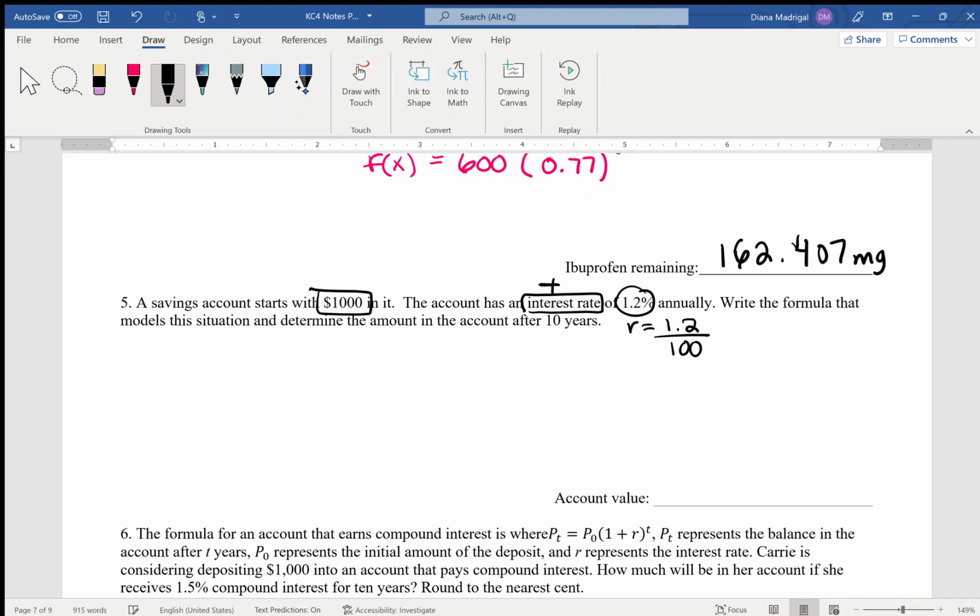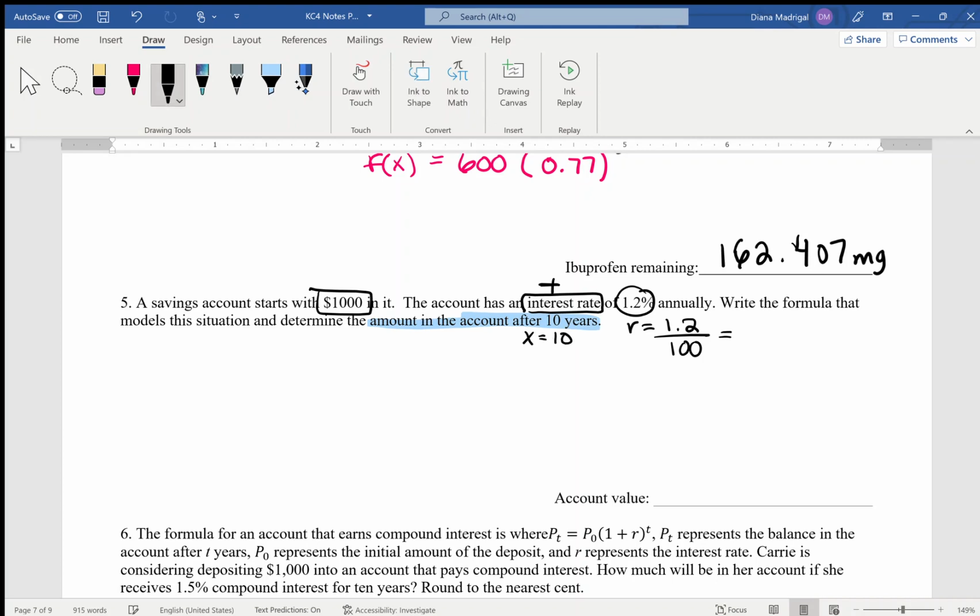It isn't a decimal. I get it, it's 1.2%. However, it's in percentage. We need to get rid of that percentage by dividing by 100. So whatever answer you get, that's the one you're going to use for your formula. So write the formula, and then answer the question: how much would the amount be in the account for 10 years. So again, let me help you out. That x equals 10 in this one.